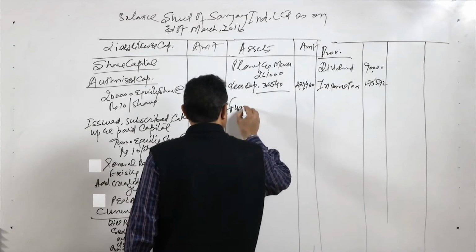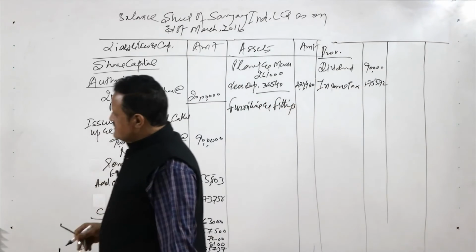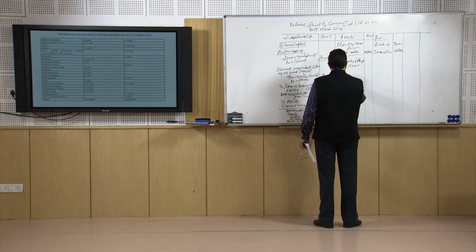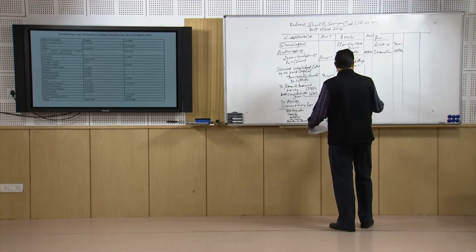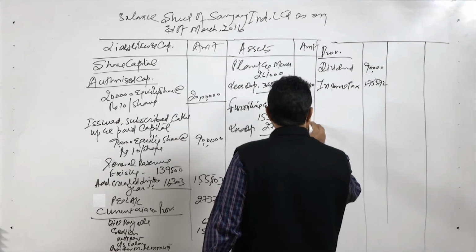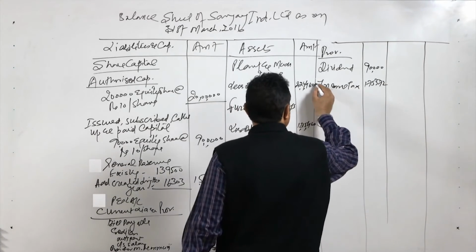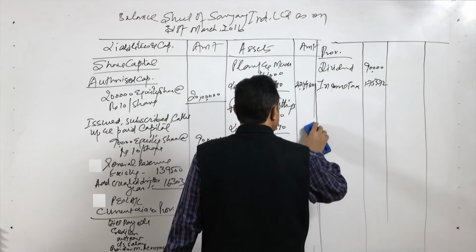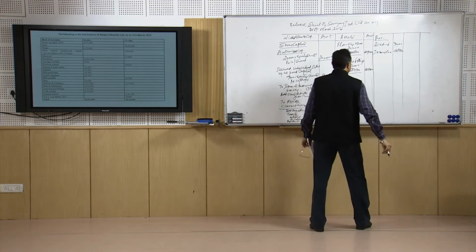Next asset is the furniture and fittings. The balance is 1,53,000 less depreciation. Depreciation on the furniture and fittings is how much? We have to take the depreciation on the furniture at 18%, so it is 27,540. If we calculate the difference, the balance of the furniture and fittings is 1,25,460.